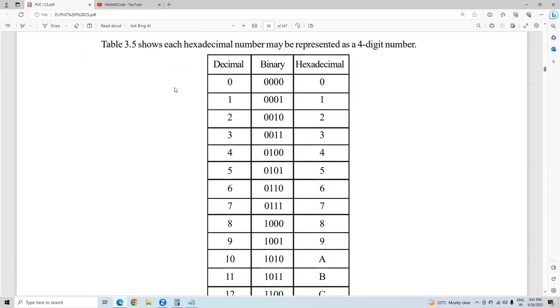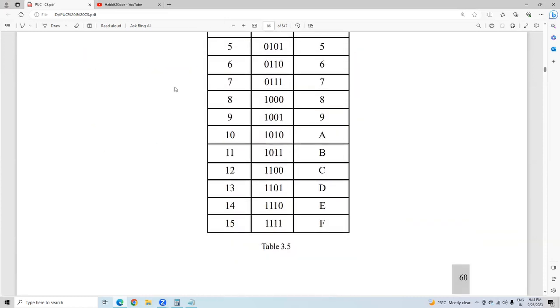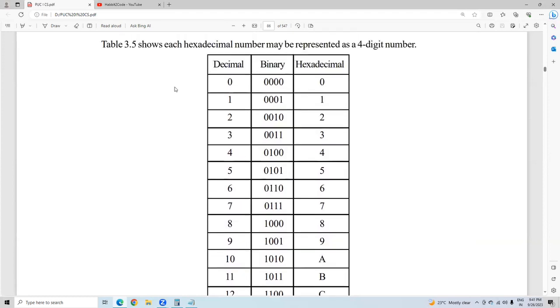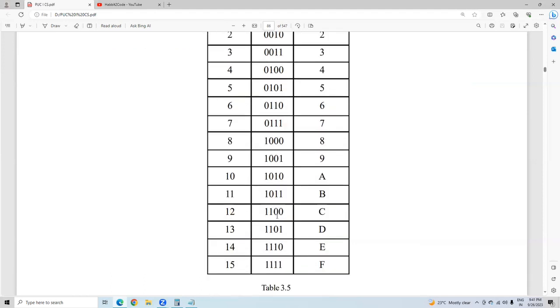So the table is like this, 0 to 15. You should remember 0 to 15, right? Up to 7 you already know, you just have to add one extra 0. From 8, it will be 1000, then 9 is 1001. Similarly, it goes on: 10, 11, 12, 13, 14, 15, all of them are given.